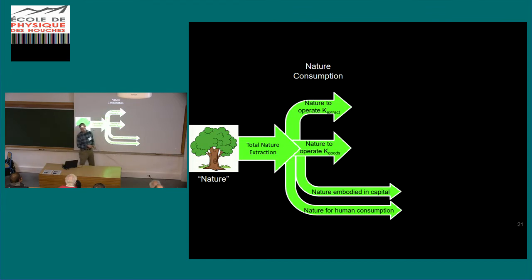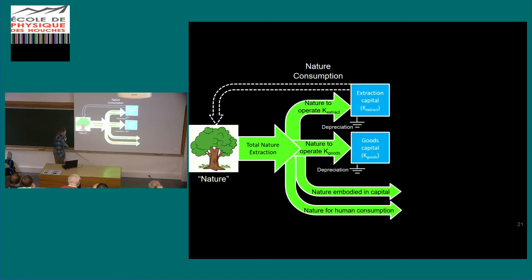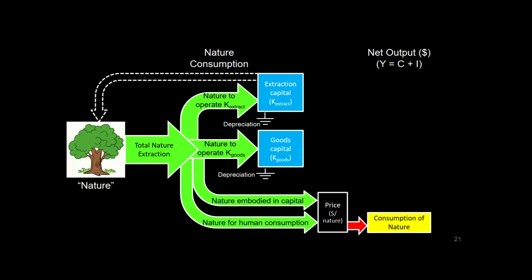Some of the nature goes to operate extraction capital. It's like I need fuel to operate the machine, the oil rig, or the machine that tears down forests. It needs fuel, so this capital is needed itself to extract nature. There is also nature input required to operate goods capital. So there are two kinds of capital in my model, one that extracts and one that produces goods. Both of them need fuel, or nature input.